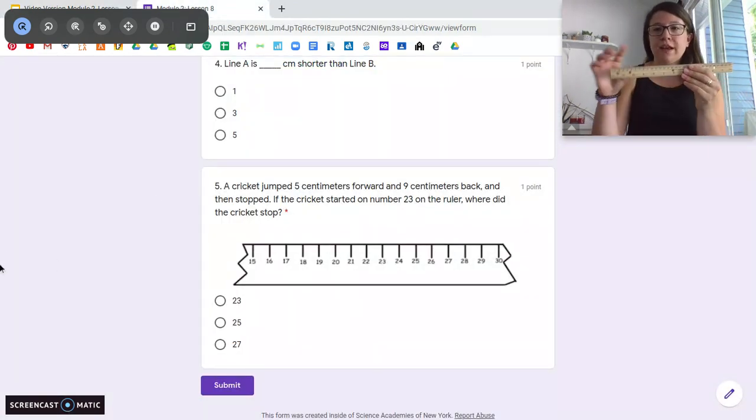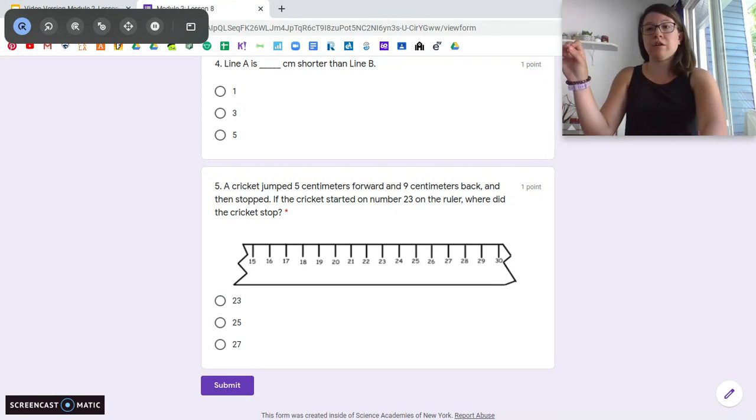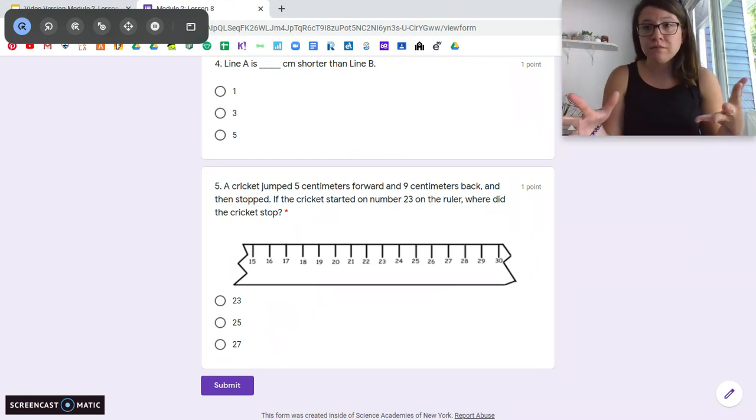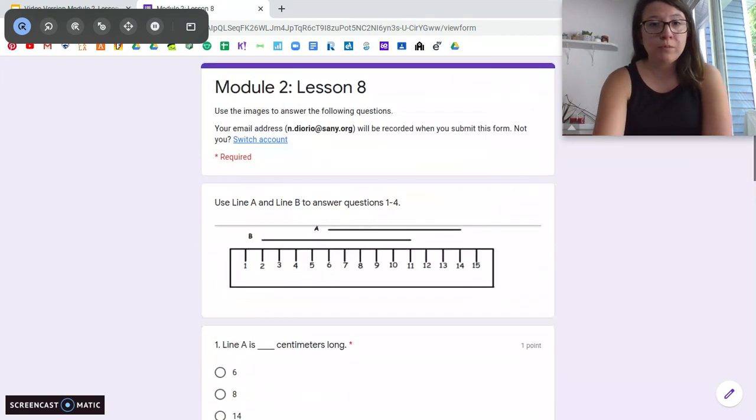If it's easier to use an actual ruler and jump, or use your number line that we made together, use that to help you. Whatever you need works for me.